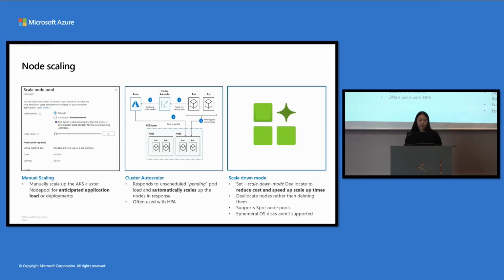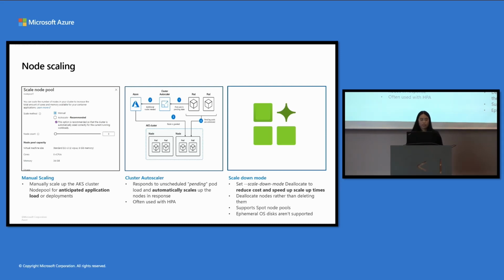For node autoscaling, this is also a great option to dial back or dial up the number of VMs that you need to provision at any time. Manual scaling is a great option if you have anticipated application load or deployments, but cluster autoscaler is an even better option for taking away that manual element and automatically responding to unscheduled pending pods and load, and automatically scaling up or down the nodes in response.